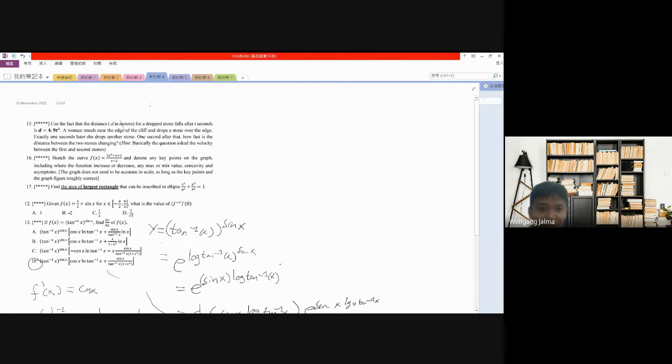So we have d equals 4.9 t squared. And what is velocity? Derivative of d, right? d of d over dt. Okay, so what we have is 9.8 t.